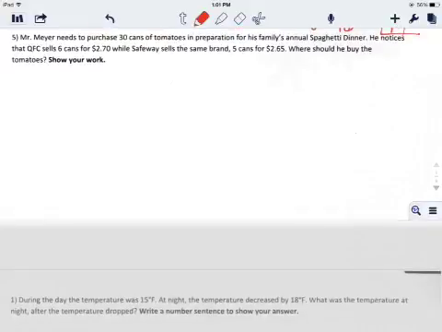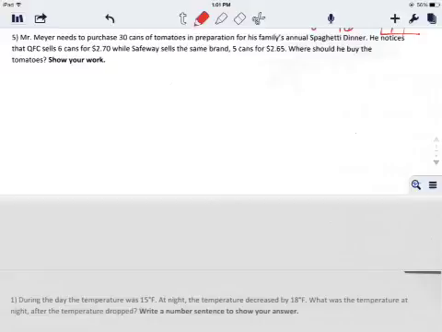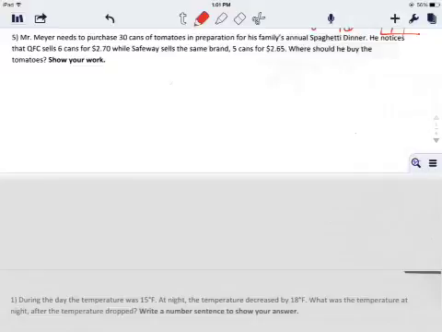All right. So, Mr. Meyer, I need to get 30 cans of tomatoes in preparation for his family's annual spaghetti dinner. I go to QFC, and apparently I go to Safeway also, and I'm comparing the price of these cans. And I want to know which store has the cheaper cans. And this is a good question, right? I mean, oftentimes you don't have to go to two different stores. You can just look at two different brands in the same store. But let's just figure it out here.